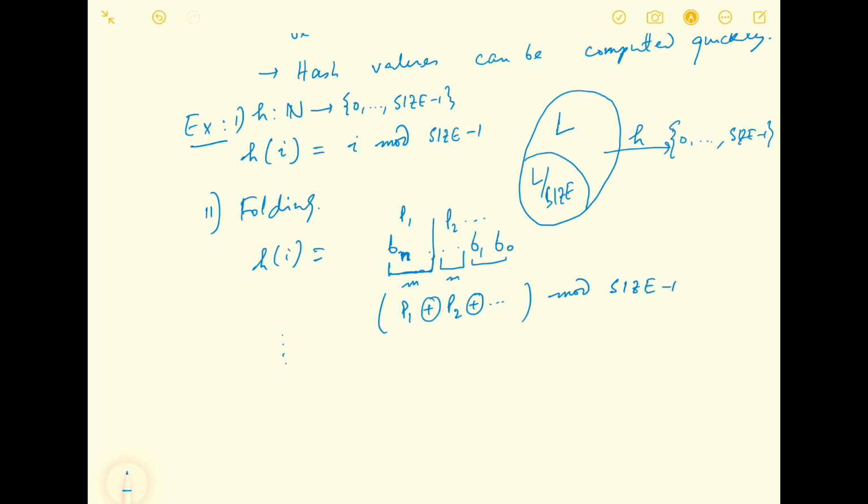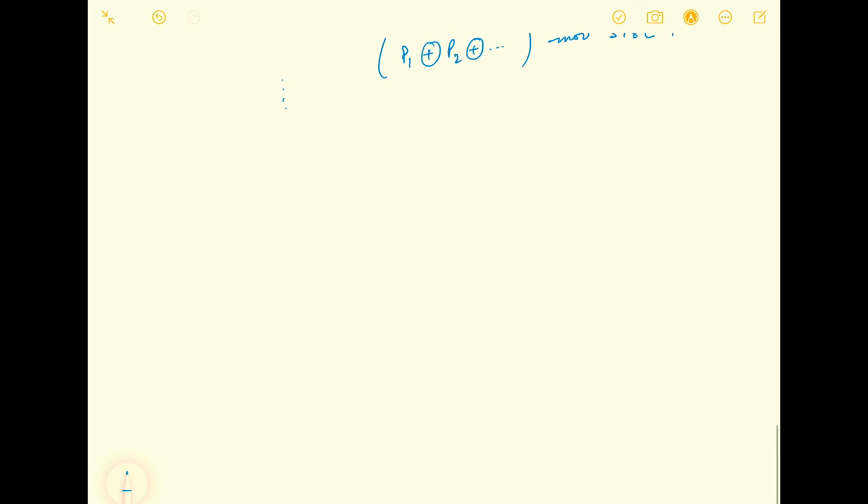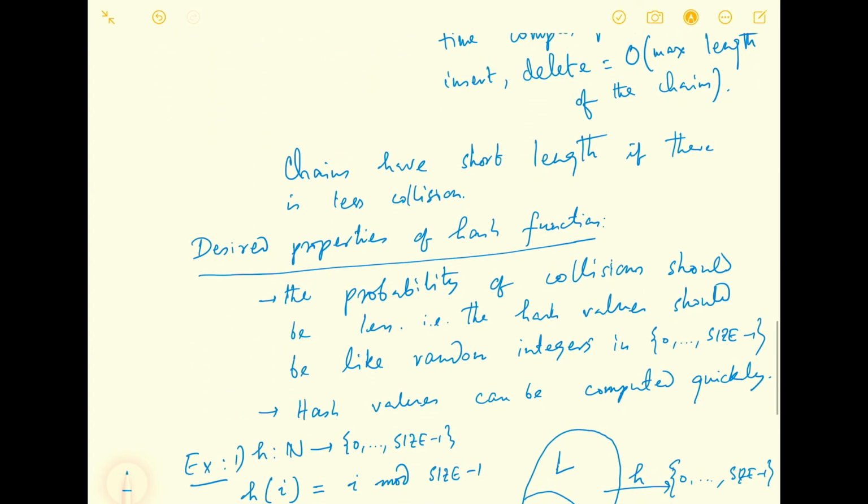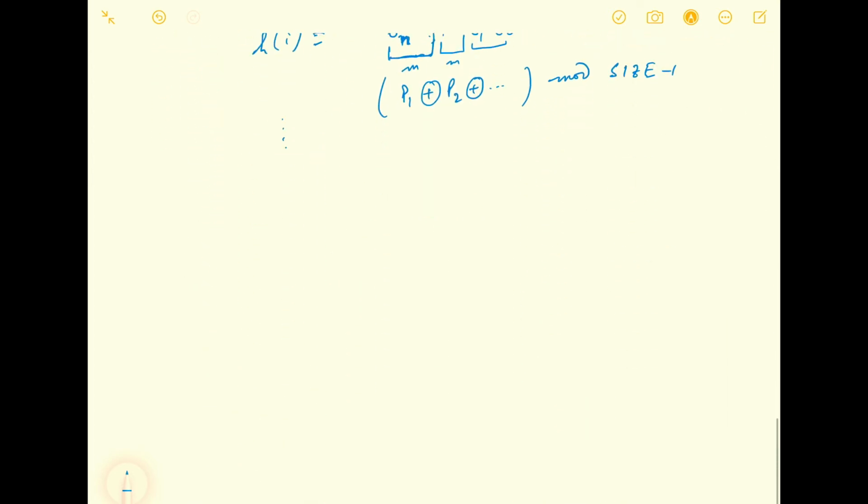The second strategy is called closed hashing. Open hashing is where you attach a linked list to each cell, and that is how you resolve collisions. That is called open hashing or separate chaining. The second one is called closed hashing, and this is also called open addressing.